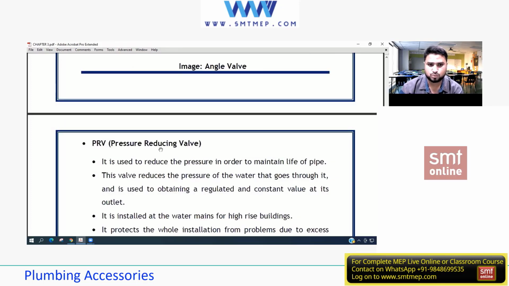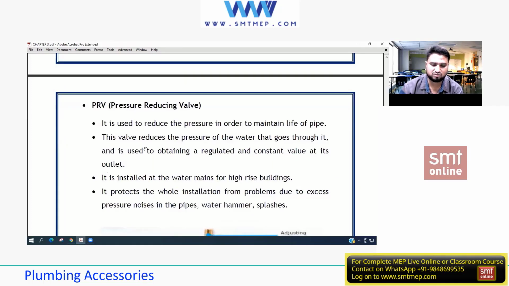Now PRV, this is very important, the pressure reducing valve. So let's see what exactly PRV stands for. That's a pressure reducing valve. The name itself says that it is a valve which reduces the pressure. But how? Whenever the fluid flows by this kind of valve, the pressure reduces. How and why is this being used?